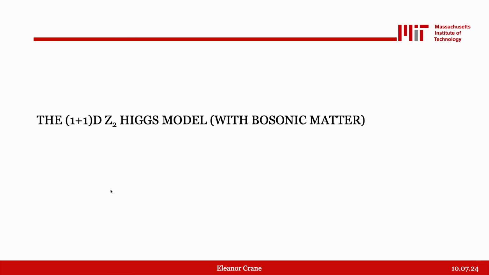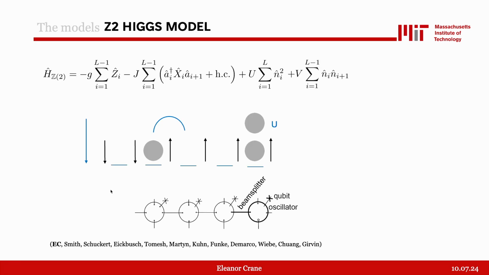For example, the 1 plus 1D Z2 lattice gauge theory in the Higgs sector. We say it's in the Higgs sector because it has bosonic matter on the sites. People have looked at this in the context of error correction with hardcore bosons. But here we're really considering the case where every single site can have a theoretically infinite occupation of bosons. And in the intermediary between two sites, we have the gauge fields, which are just mapped to qubits. They're just Z2 gauge fields.